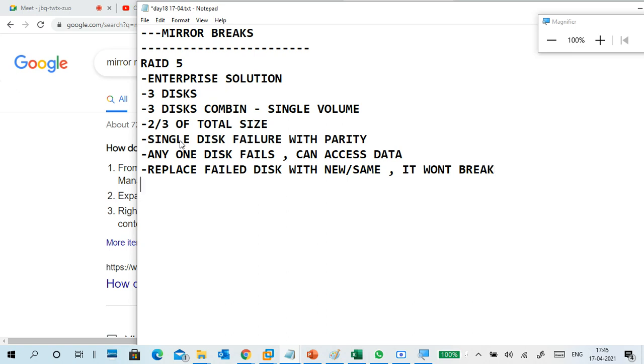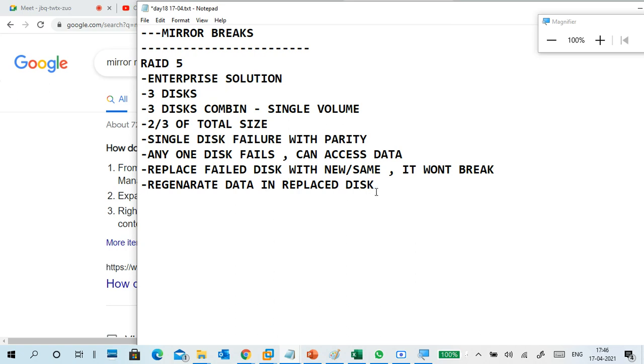Not only will it not break, it will regenerate the data in the new disk. It regenerated the data in the disk. It won't break, and it regenerates the data after replacement. Replace the disk.